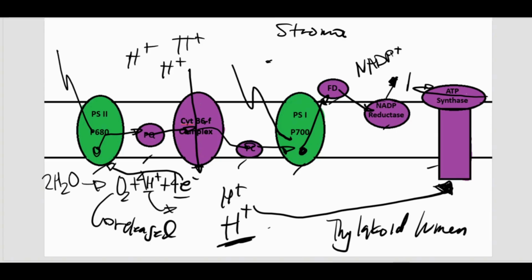As the ATP synthase rotates, it synthesizes ATP from ADP and phosphate. So we have here ADP and phosphate. As it rotates, it will combine ADP and phosphate into ATP. So that's how ATP is produced in the light-dependent reaction.